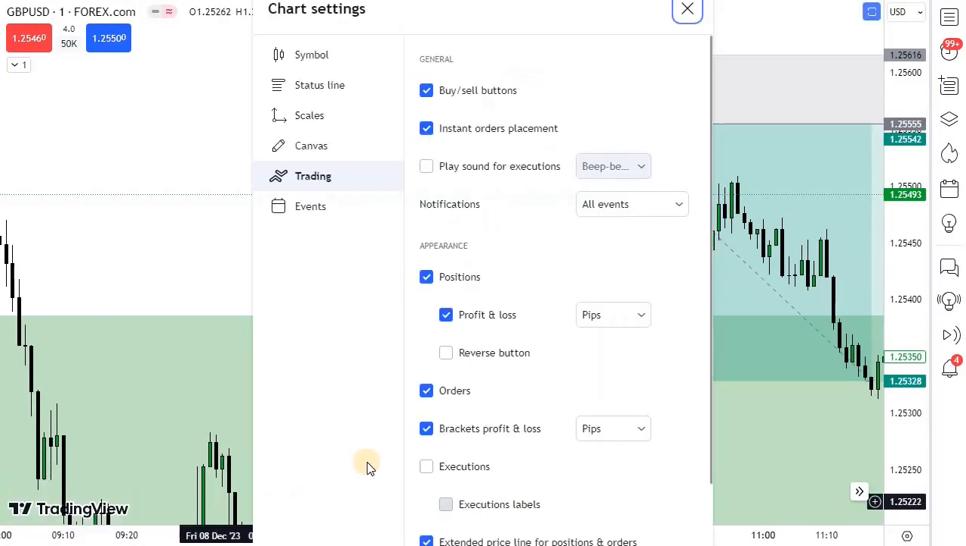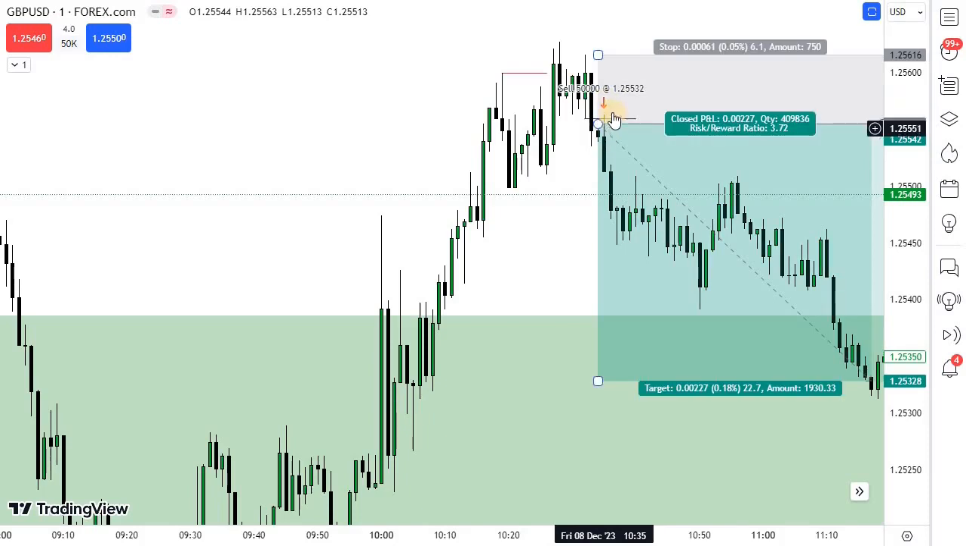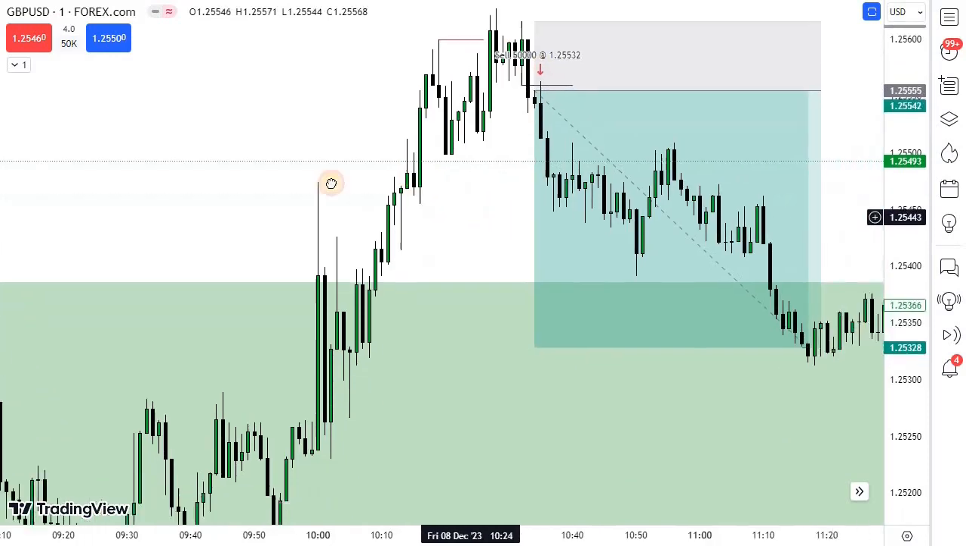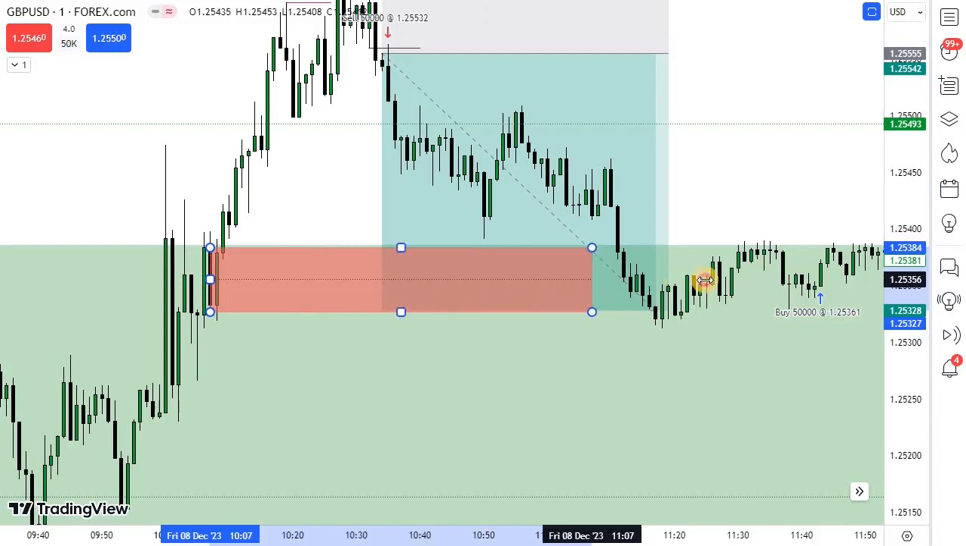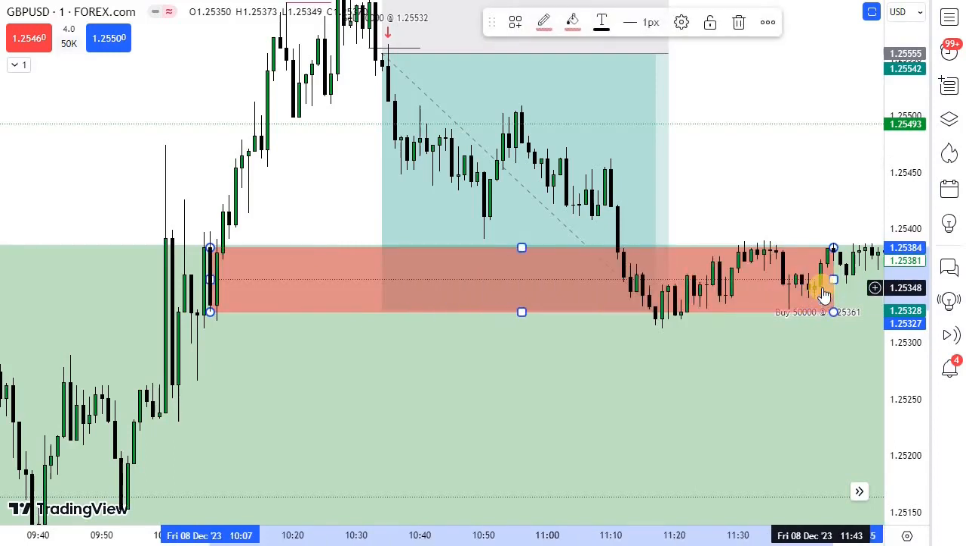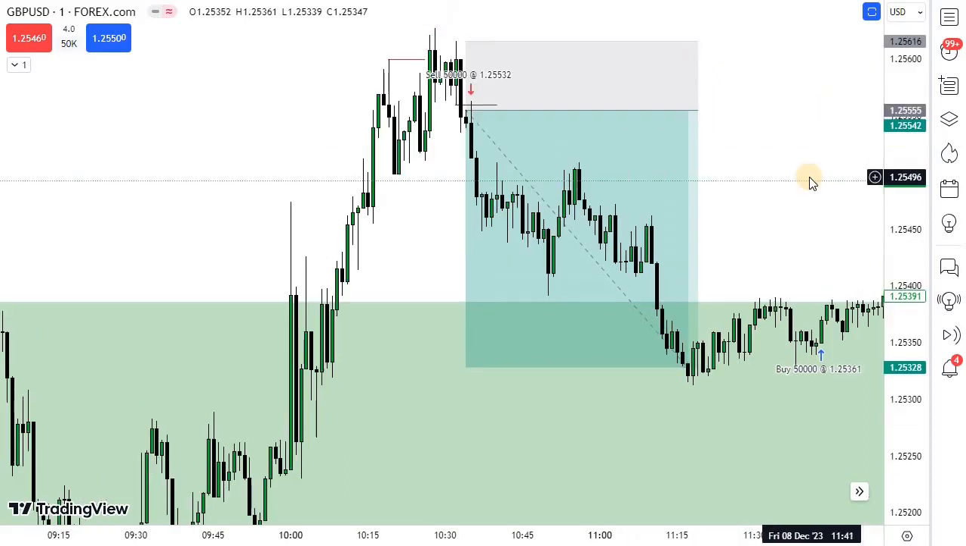You could see the execution. I entered a half lot position on this small fair value gap, and exited on this bullish order block. On this order block I exited the trade. So these two are my trades of Friday, and I hope you understand the strategy behind both of them.